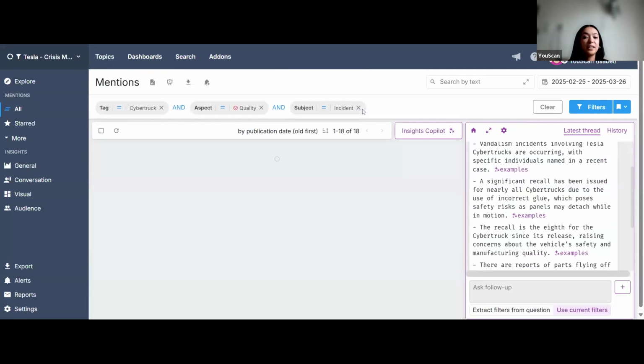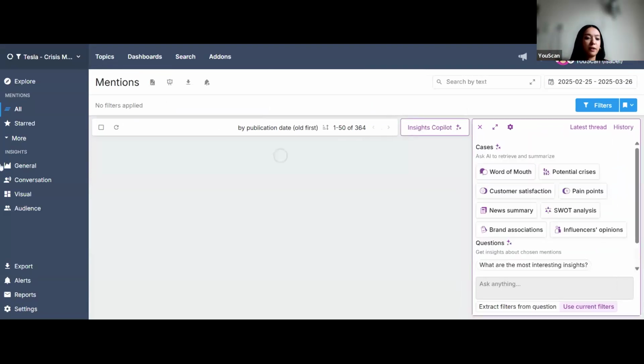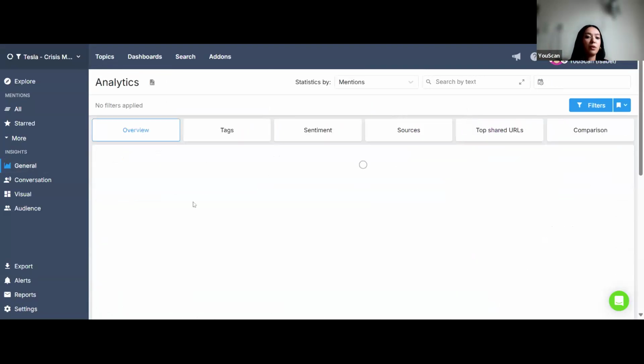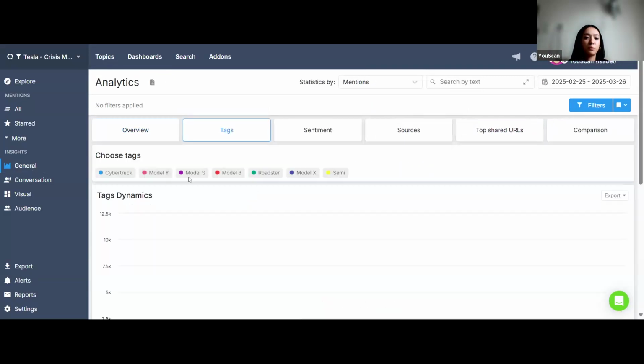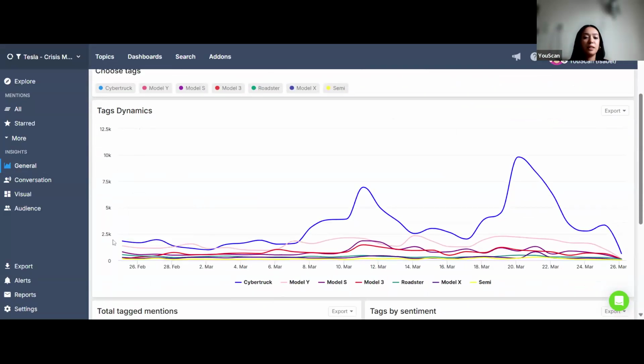What else can we analyze to identify a crisis? I think this one will be very interesting. In general, when you go to the tags distribution, we can see the volume distribution between these mentions, and we can understand if there are any specific peaks. Here, of course, is the main crisis. Now it's falling down after the refund announcement. But here we have the main crisis.